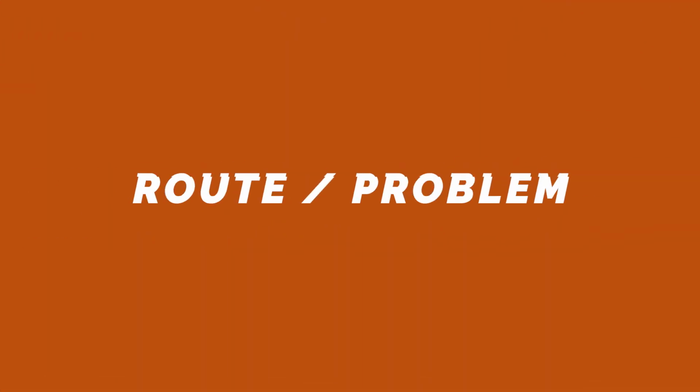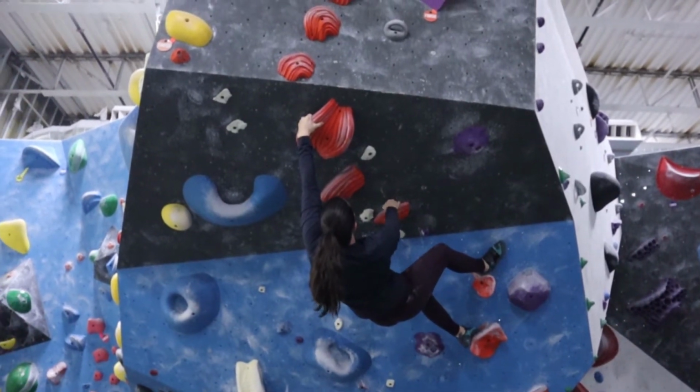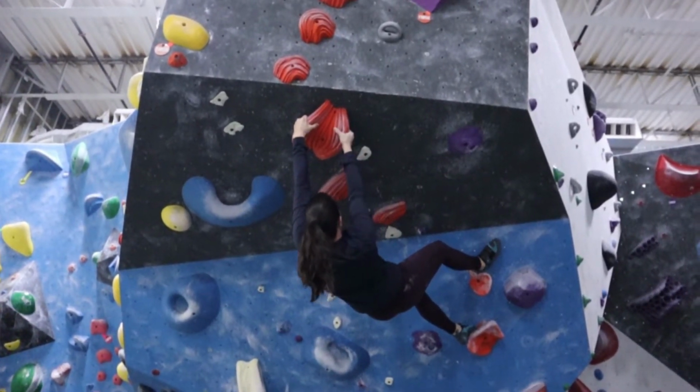Term number one is route or problem. Basically, they mean the same thing. Route is just a little bit more specific to roped climbing, whereas problem is a little bit more specific to bouldering. But what they mean is the path a climber is going to take to complete the climb. So from the bottom to the top, that's the path that they're going to take, route or problem.